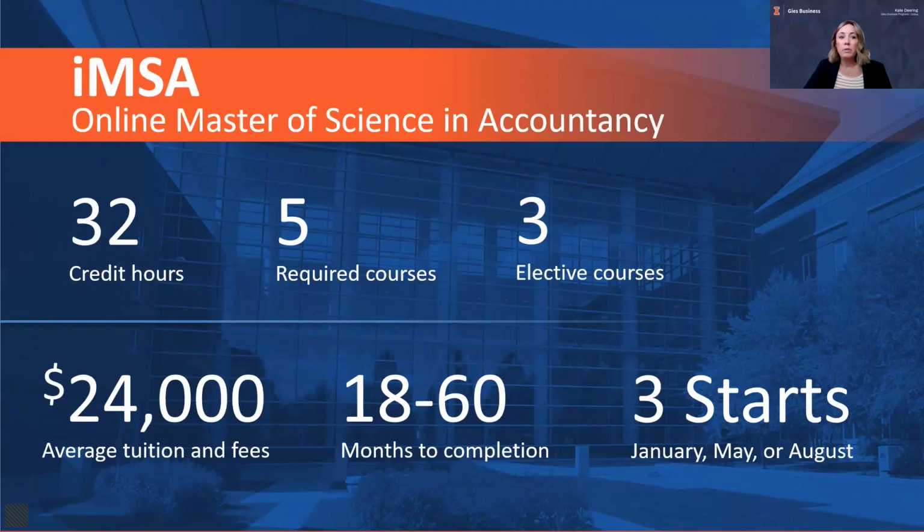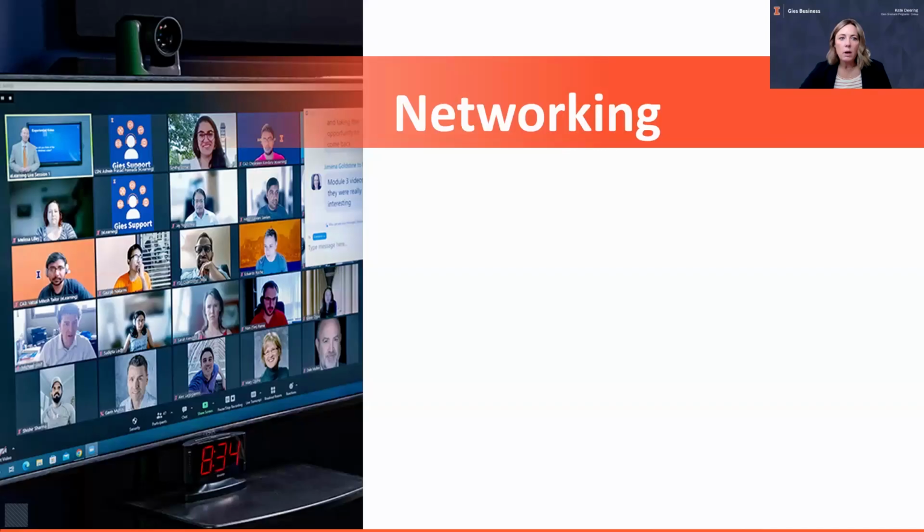You will complete 32 credit hours. That's going to break down to 5 required courses and 3 elective choices. The average tuition is $24,000. It's going to be a range just based on your elective choices. And you can complete this degree in anywhere from 18 to 60 months. If you're interested in the IMSA program, we have 2 main start dates, January or August. And you could also start in our May term, which is our summer term, if you want to start with a non-accounting elective choice as your first class. So great program there.